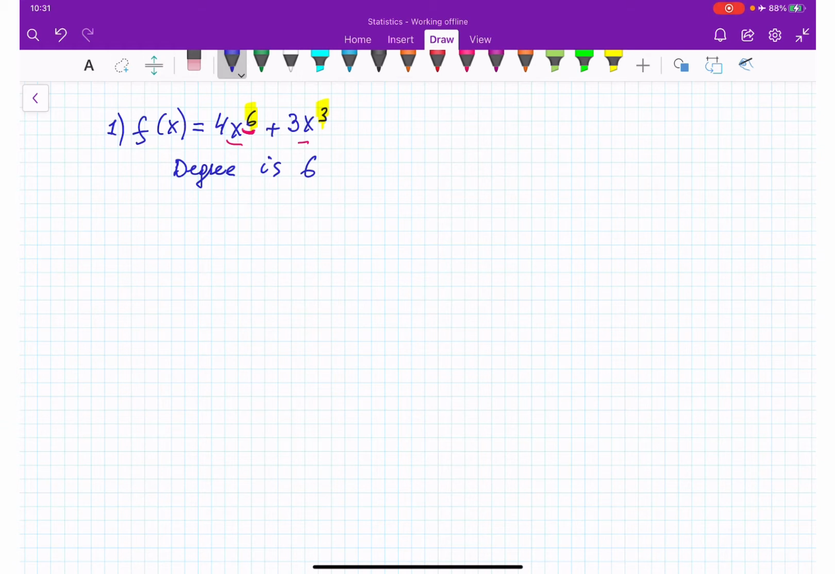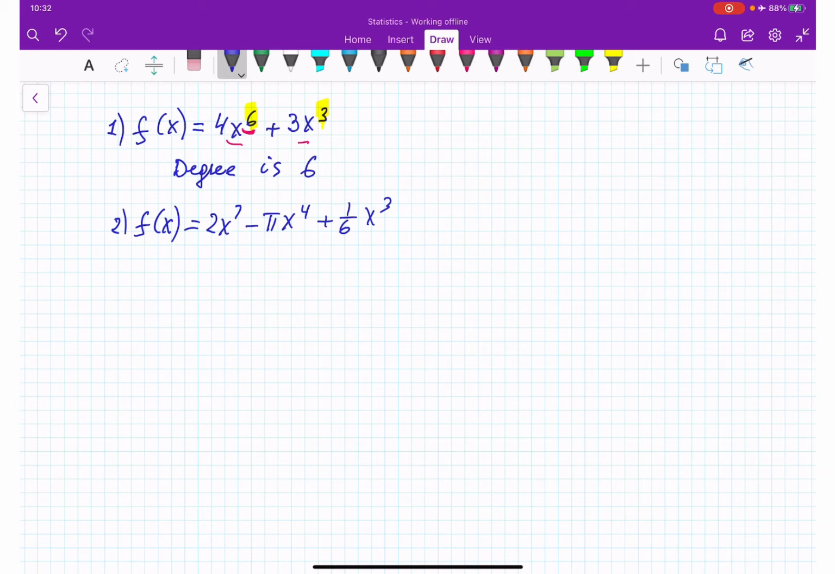Next question, number 2. F of x, we have 2x to the power 7 minus pi x to the 4 plus 1 over 6 x cubed.